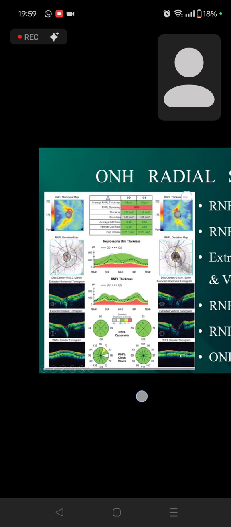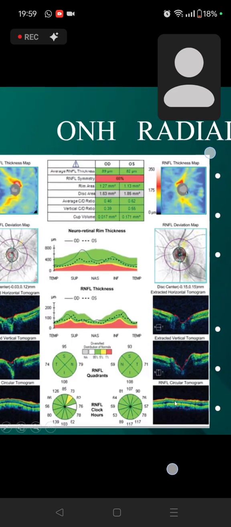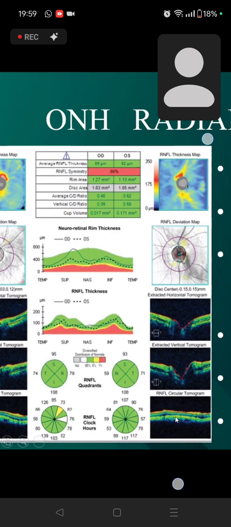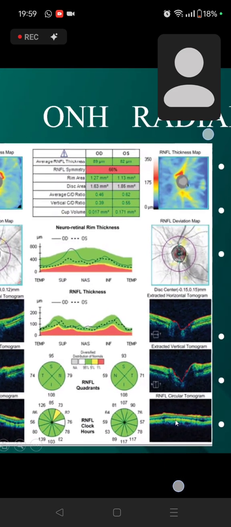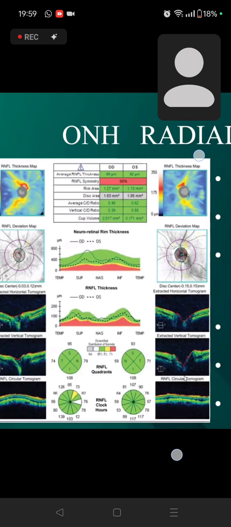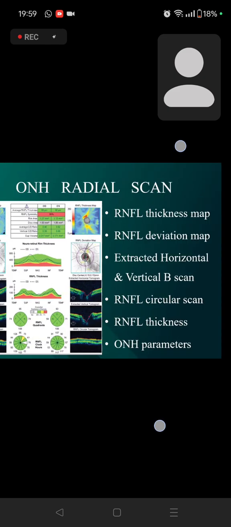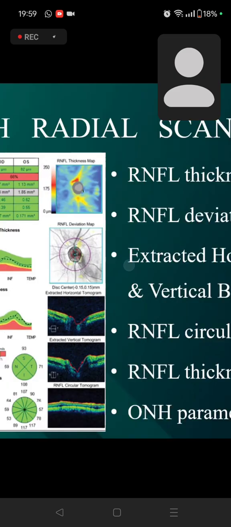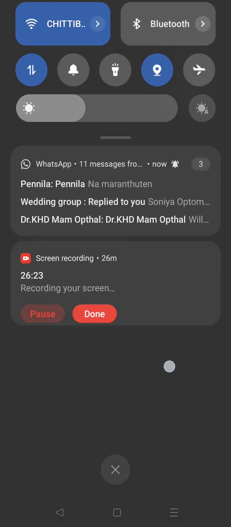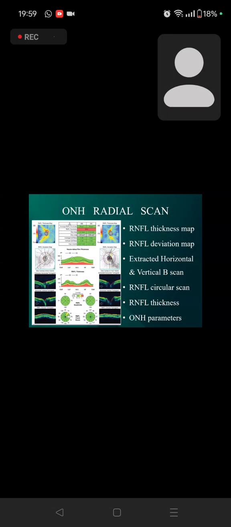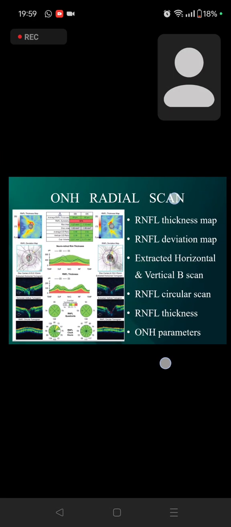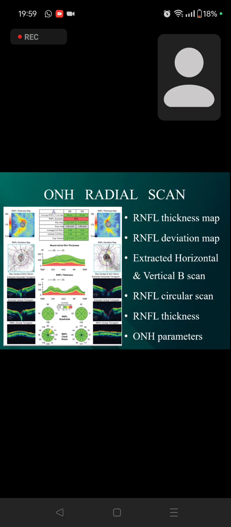If the layers present here in the circular scan are normal, you can identify whether this ONH analysis is reliable or not. And there is one more method of establishing this ONH reliability, that is called signal strength. Signal strength will be mentioned at the top of the OCT printout, and if the signal strength is more than 6, it indicates it is a good quality OCT.